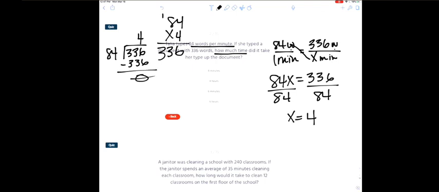Now, what is the unit here? Is it 4 minutes or 4 hours? Because I have two options. Well, it's minutes. Because remember, 84 words per minute, X minutes. The units are the same. So I'm going to do 4 minutes here, and I know that my answer is the first one. Okay? All right. You know what? Let's move on to number 3.